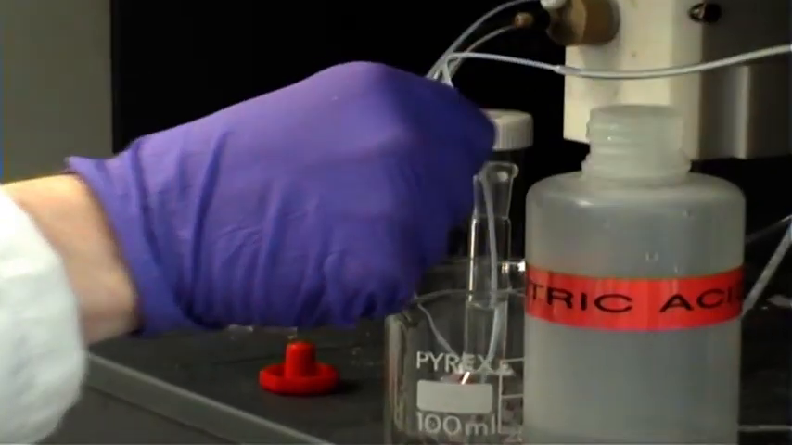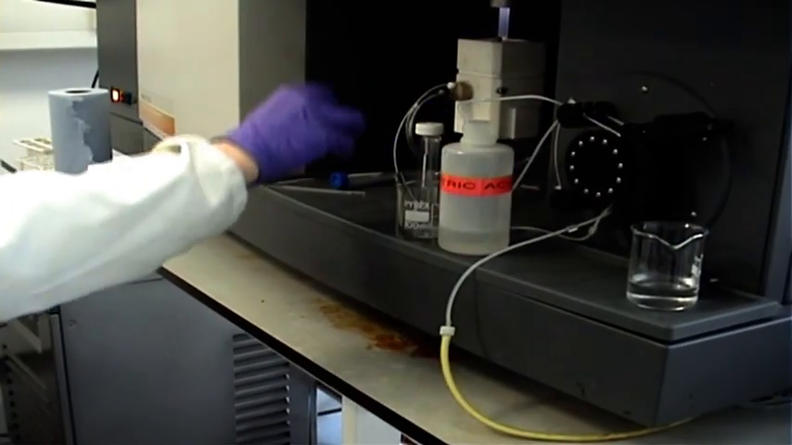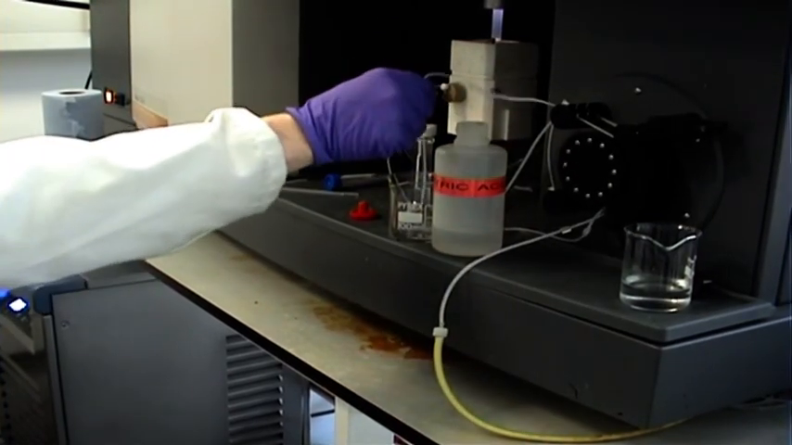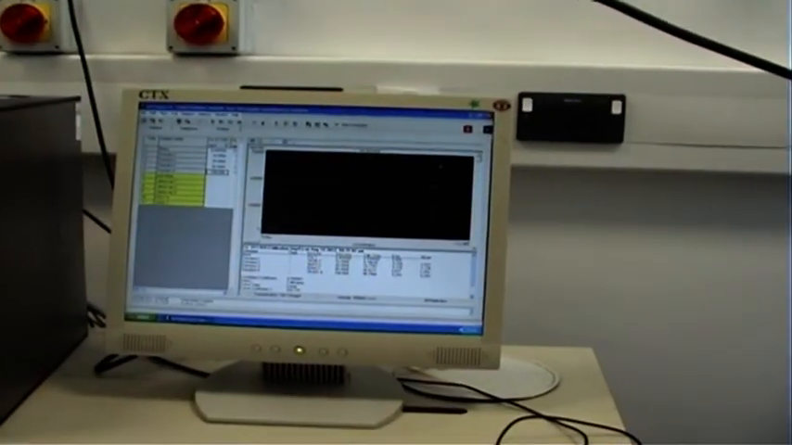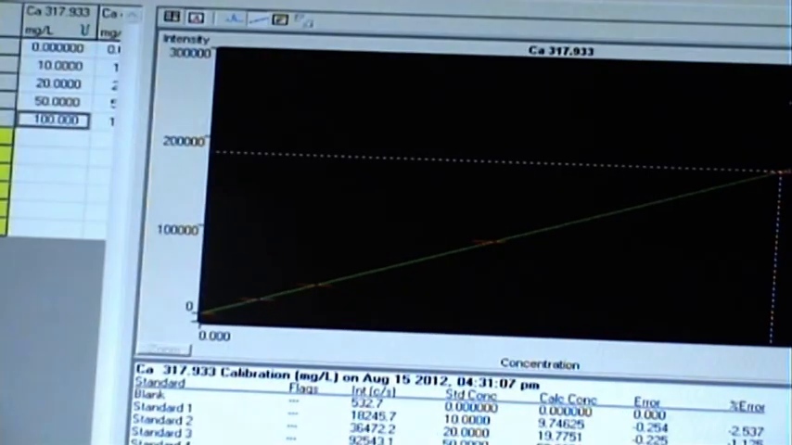This instrumental technique is related to the emission-based flame tests you have probably performed in your studies, but here the intensity of emission is measured quantitatively using an alternative hot source. A straight-line calibration graph should be produced, and this is used to calculate the concentration of the analytes of interest from the sample's measured response.